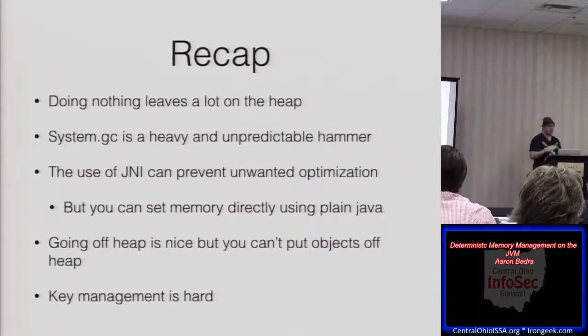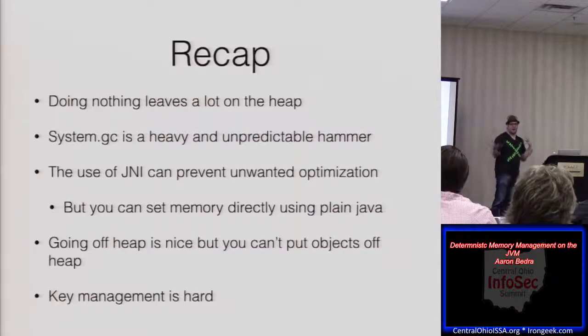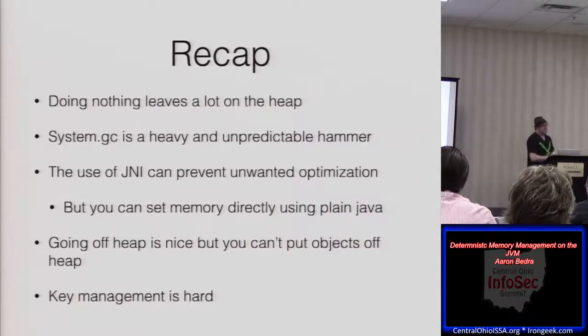It does prevent the unwanted optimization, but it doesn't prevent things being scattered across the heap. But the good thing is you can actually do the kind of direct byte buffer approach, and that does the same thing that the JNI operation will do. But you can't put objects off the heap. And the other thing is key management is hard. We'll put that down there. That's nothing to do with our talk, but we'll keep saying that because I'll pretend like we'll solve it someday.